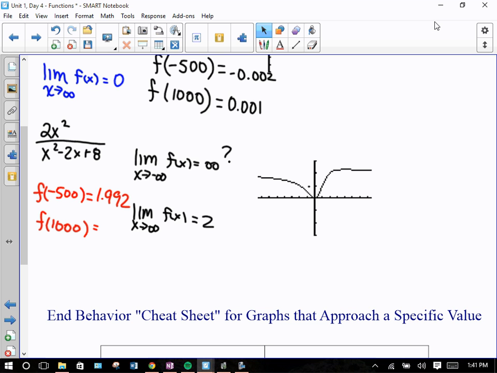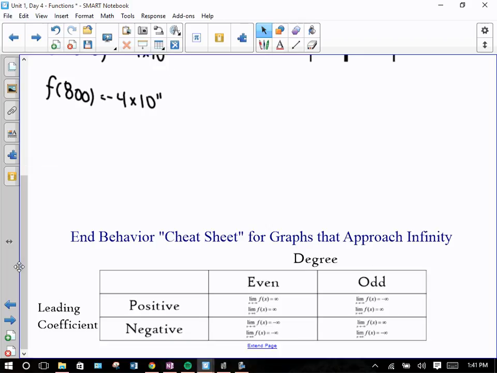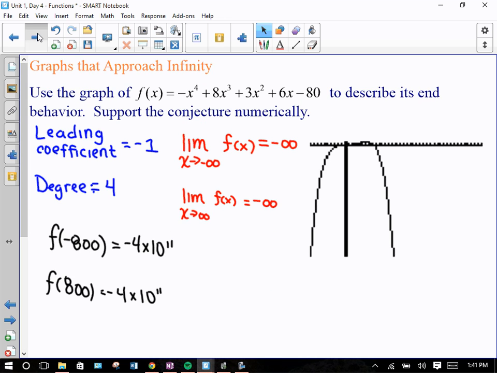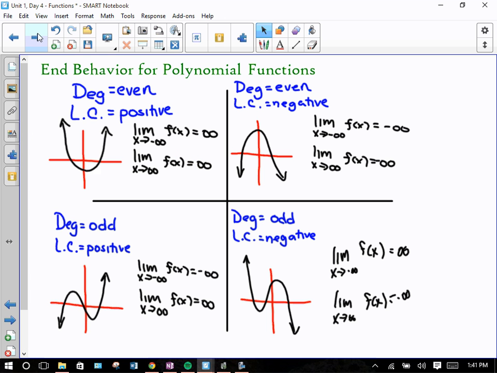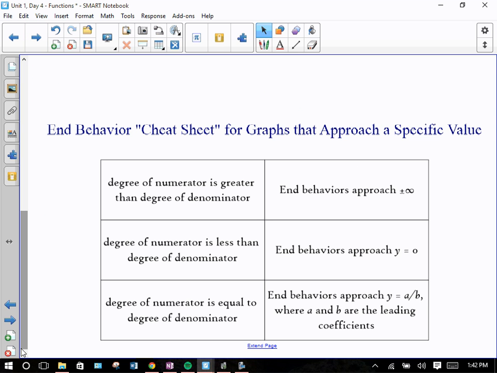Hold on a minute, hold on. Here's the shortcut. This was better going on. You guys got to switch. So, here's this one. Did you guys see that? This is the cheat sheet. Alright, end behavior cheat sheet for graphs that approach a specific value. Alright?